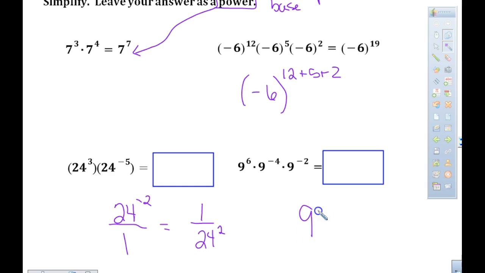9 to what exponent are we going to have when we start looking at that? So I got 6, right? Plus -4 plus -2. That's going to give me 9 to the, right, 6 plus -4 gives us how much?